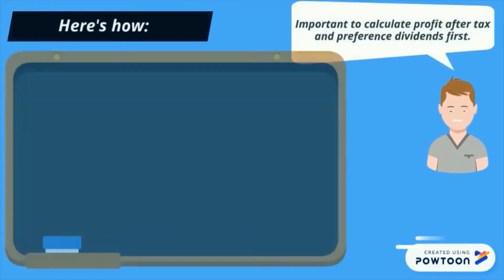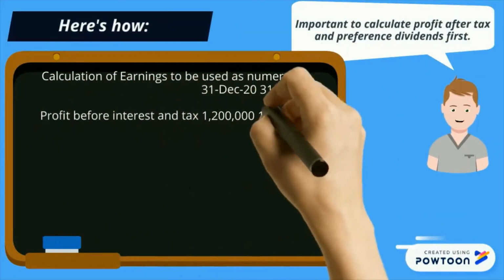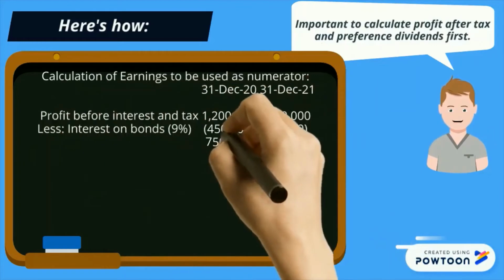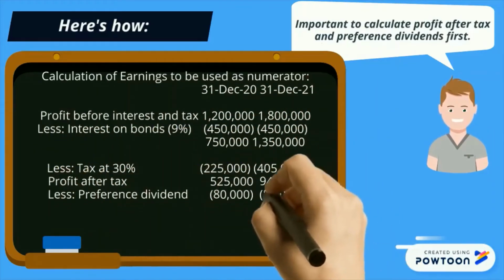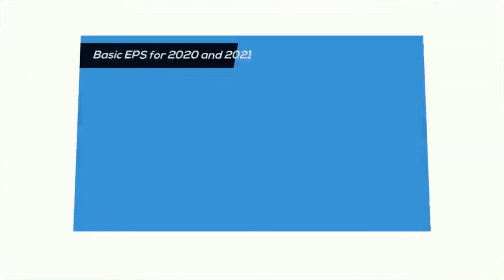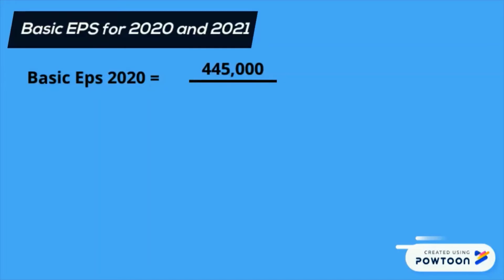To do that, we take profit before interest, tax and preference dividends, reduce the interest payable on the 9% bonds, adjust for the tax that is to be paid, and, finally, subtract the preference dividends to be paid for the year. Once we have calculated profit after interest, tax and preference dividends, the remaining calculation for basic EPS is pretty straightforward. We simply divide the profit after interest, tax and preference dividends by the number of ordinary shares outstanding.